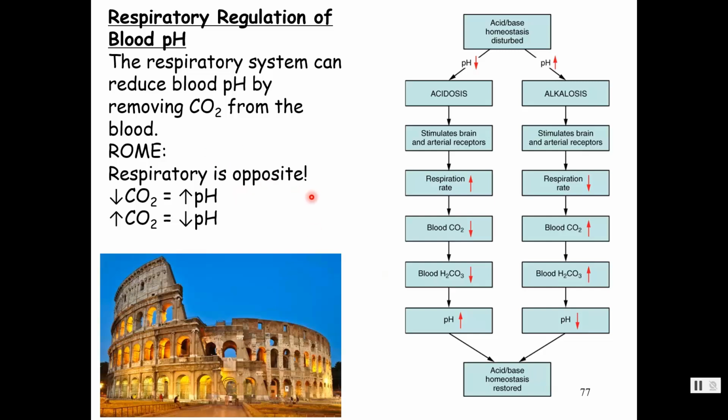So if you can keep respiratory as opposite, you can keep track of it: low CO2 means high pH, high CO2 means low pH.